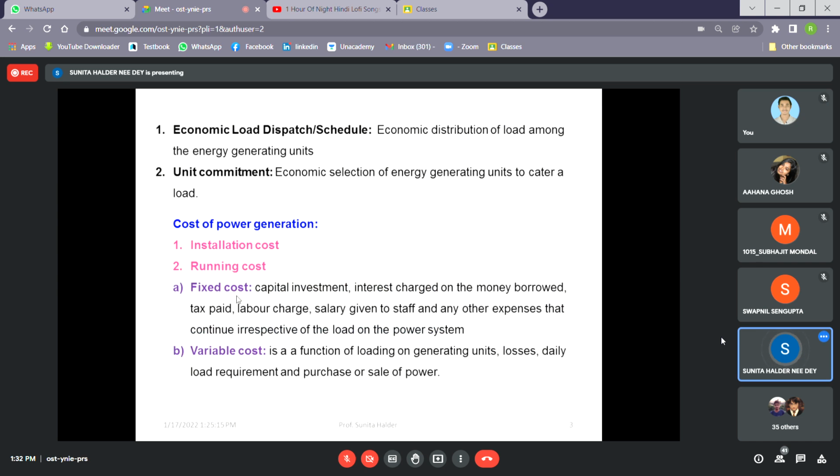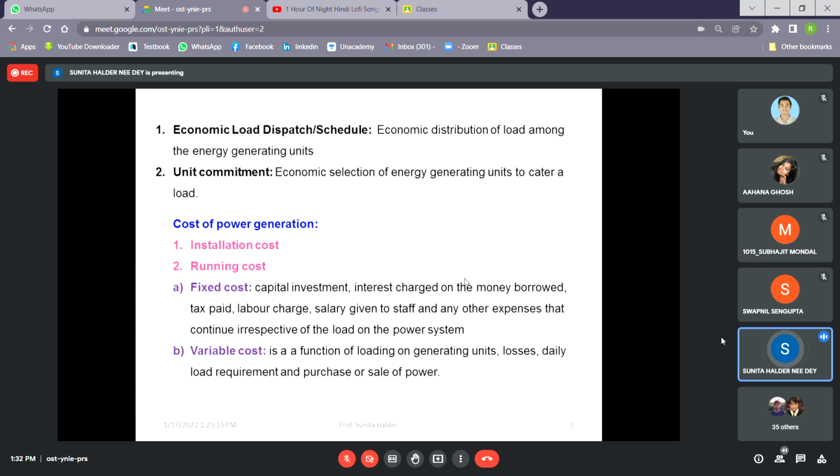So fixed cost, what will be the fixed cost when the plant is running? Then what will be the fixed cost involved with that generation? First is capital investment. That means whatever installation cost there is, interest and depreciation on that, interest on money borrowed, if there be any money borrowed, tax paid, labor charge, salary, and other expenses. And this fixed cost does not depend on load. Whatever be the load, this fixed cost will be constant, right?